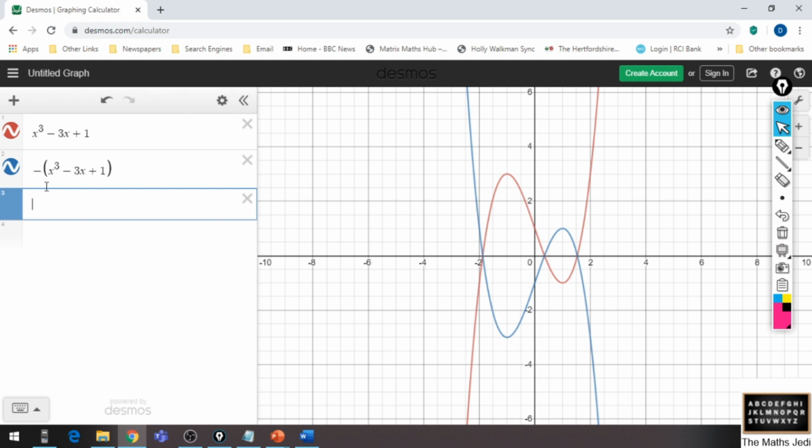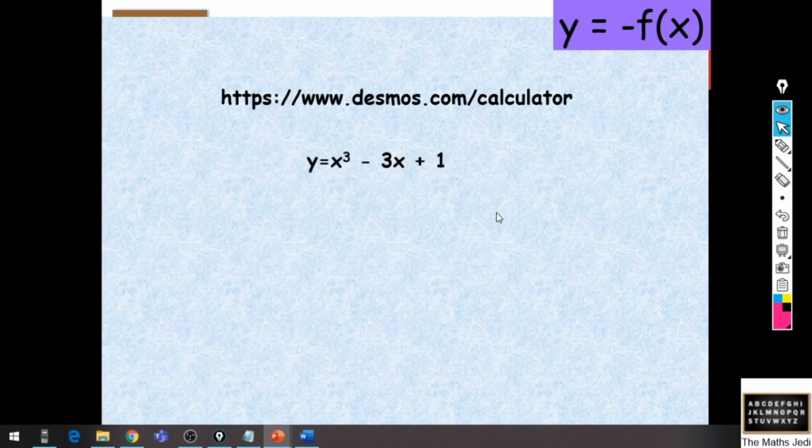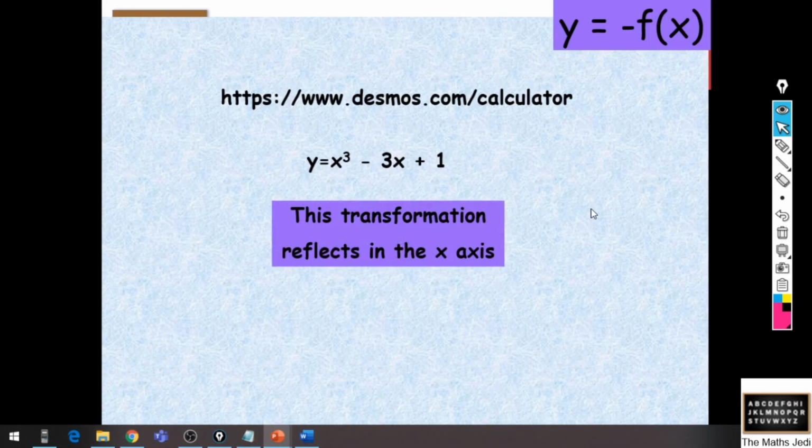So what has putting a minus in front of all of this done? It's reflected it in the x-axis. So minus f of x, that's what it does. Minus f of x is a reflection in the x-axis. That's what minus f of x does. It's a reflection in the x-axis.